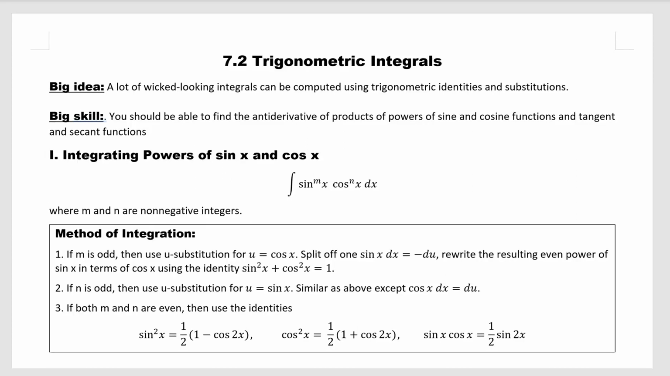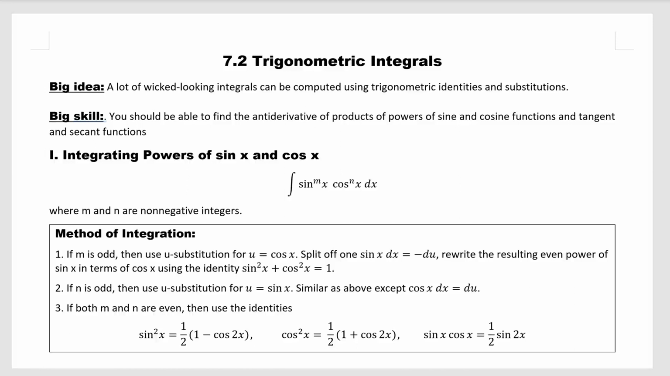Big idea! A lot of wicked-looking integrals can be computed using trig identities and substitutions. Big skills: you should be able to find the antiderivatives of products of powers of sine and cosine functions and products of powers of tangent and secant functions. So in this session, we're going to learn how to solve three types of trig integrals.